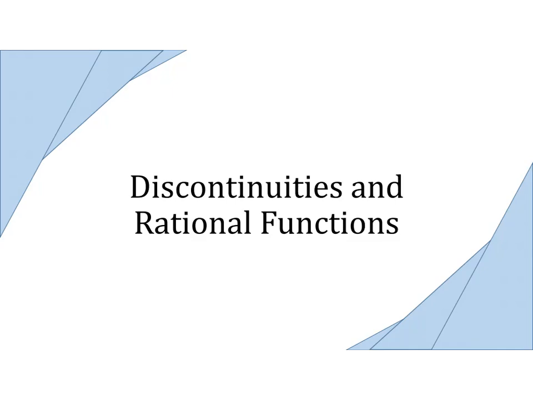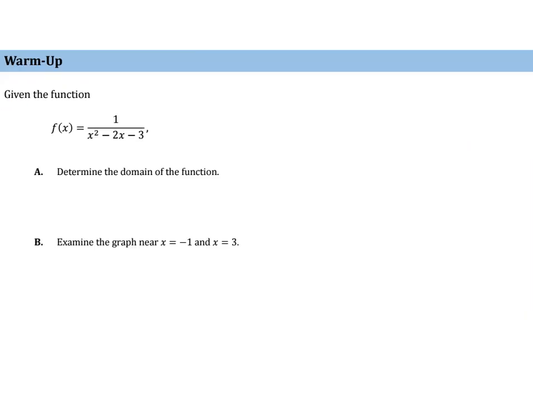So with polynomial functions, we're always continuous. Rational functions, on the other hand, may have discontinuities, and they may have different types of discontinuities. So let's start by looking at this function.